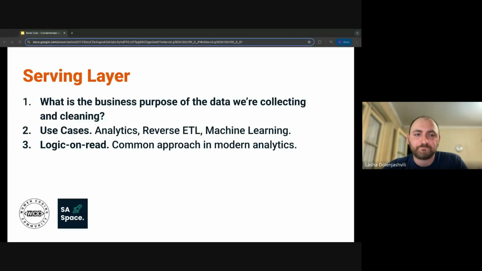So one of the concepts I wanted to tell you about is this logic on read. This is a common approach in modern analytics, and this means we load clean data into the warehouse first, and the complex business logic and aggregations are applied at query time. It resembles an ELT approach. So this is very trendy right now, and it provides maximum flexibility for ad hoc analysis and self-service. This self-service reporting is very trendy in today's data engineering landscape.